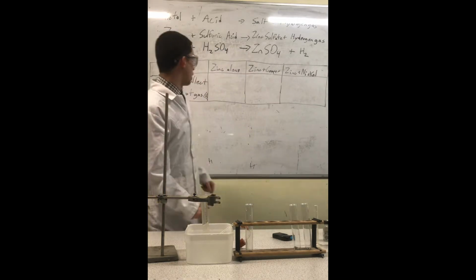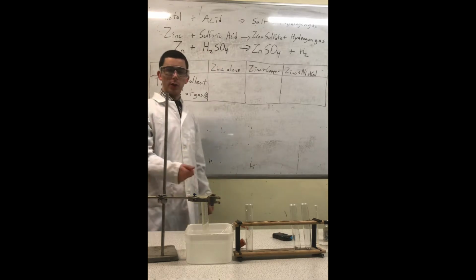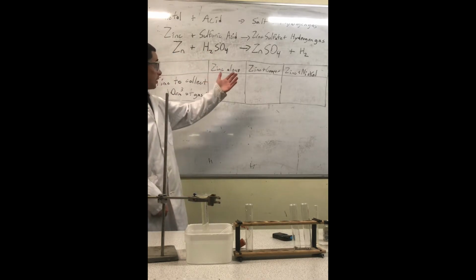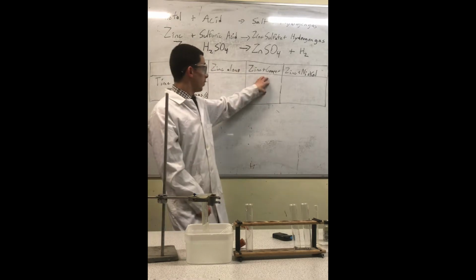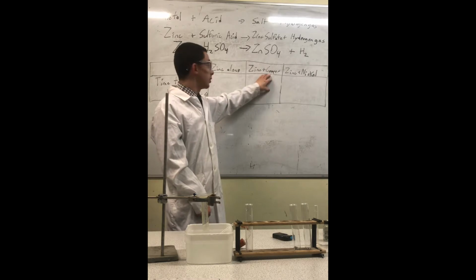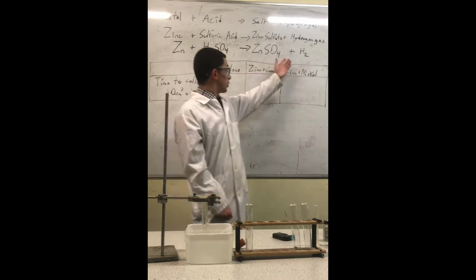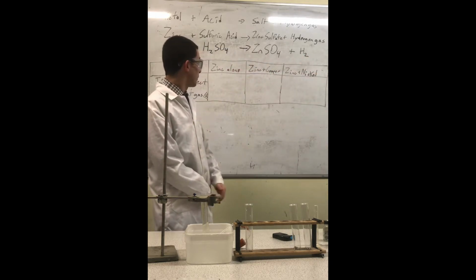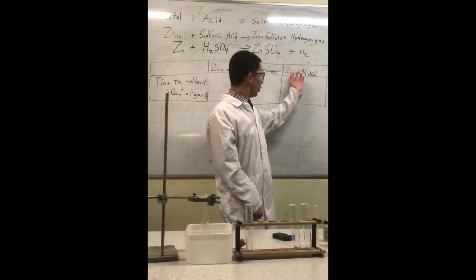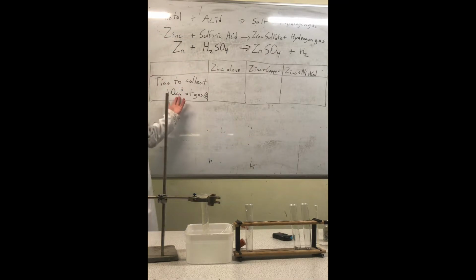In our first experiment, we'll only be adding zinc to sulfuric acid, and we'll be measuring how long it takes to produce 10 centimeter cubed of hydrogen gas. In our second experiment, we'll be using copper as a catalyst. So we'll be adding zinc and copper to sulfuric acid, and also measuring how long it takes to produce 10 centimeter cubed of hydrogen gas. In our third and last experiment, we'll be using nickel as a catalyst, and measuring the time it takes to collect 10 centimeter cubed of hydrogen gas.